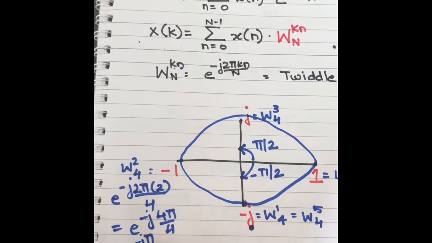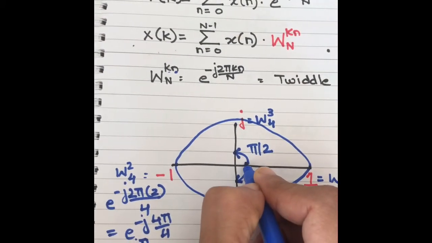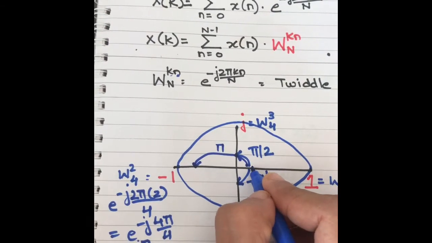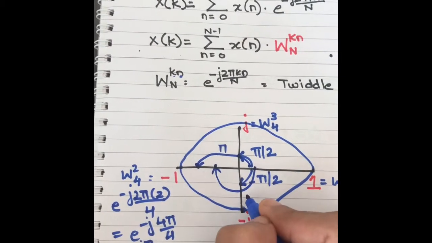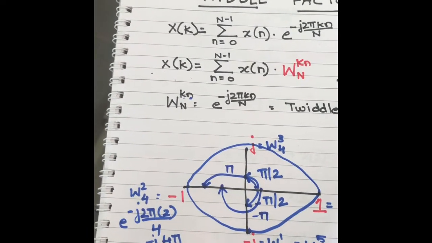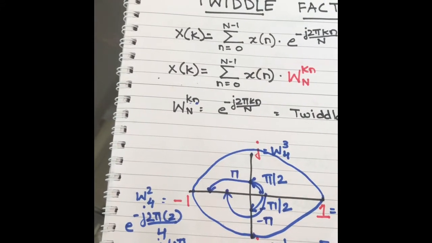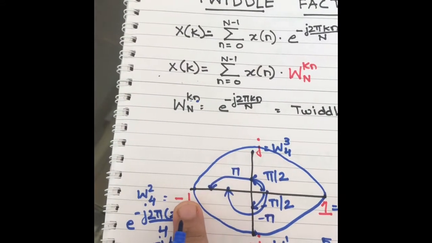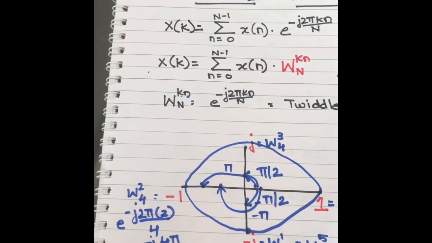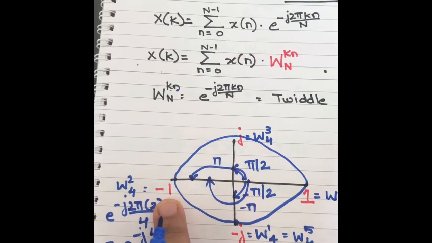E raised to minus j pi, again, which is the angle minus pi? See, this angle will be pi and this angle will be minus pi, right? So either way it is minus 1, be it e raised to plus j pi or e raised to minus j pi. Either way the answer is minus 1.